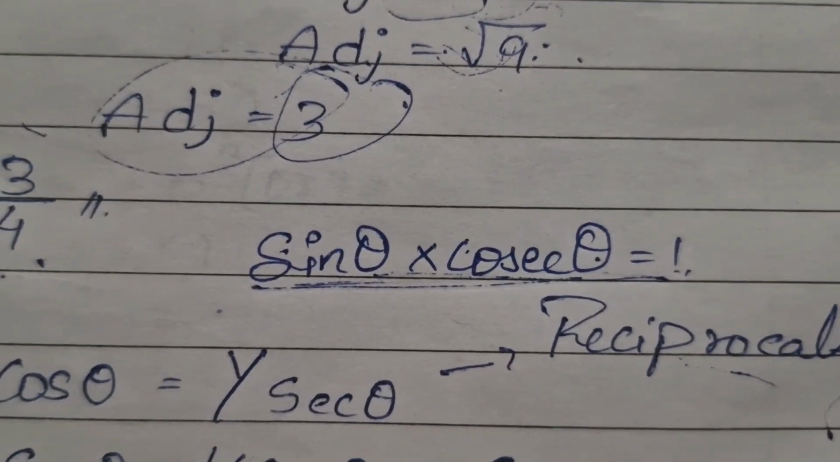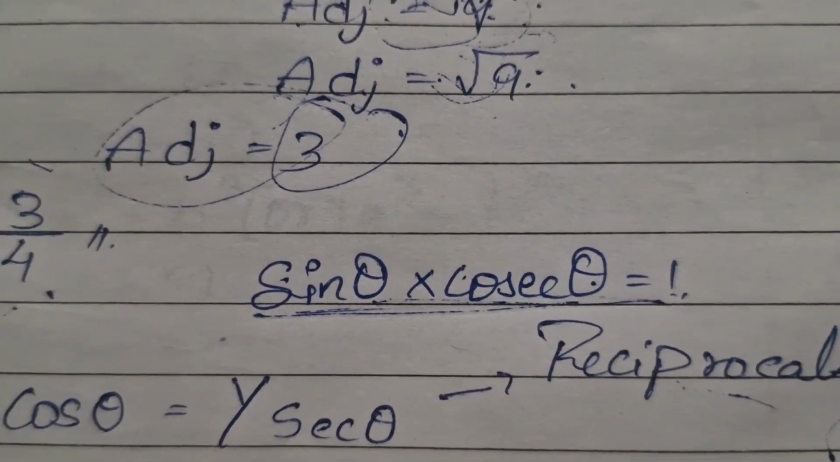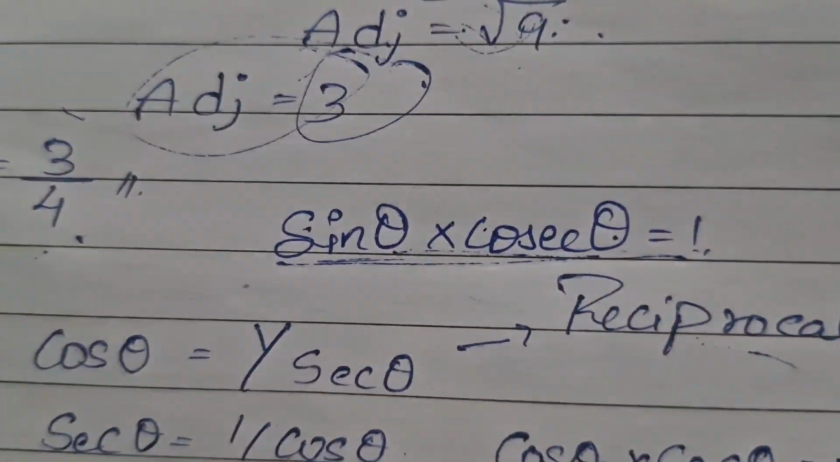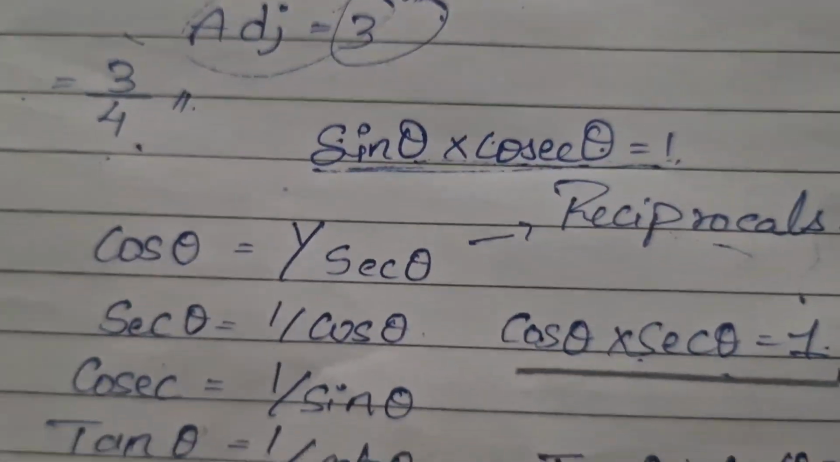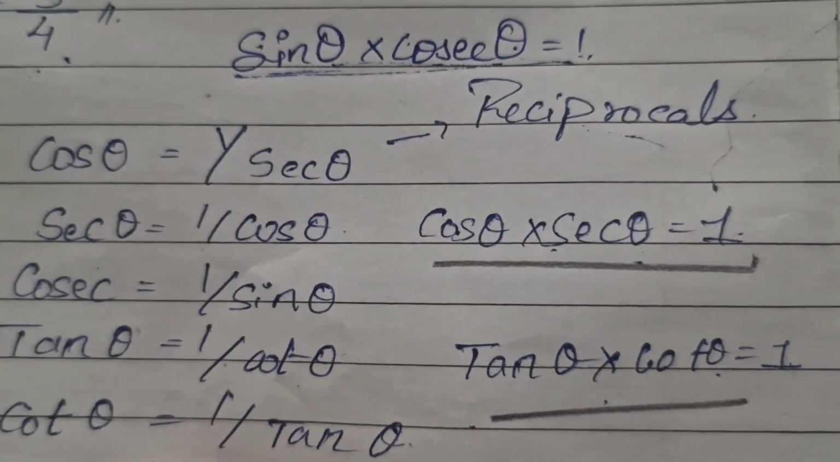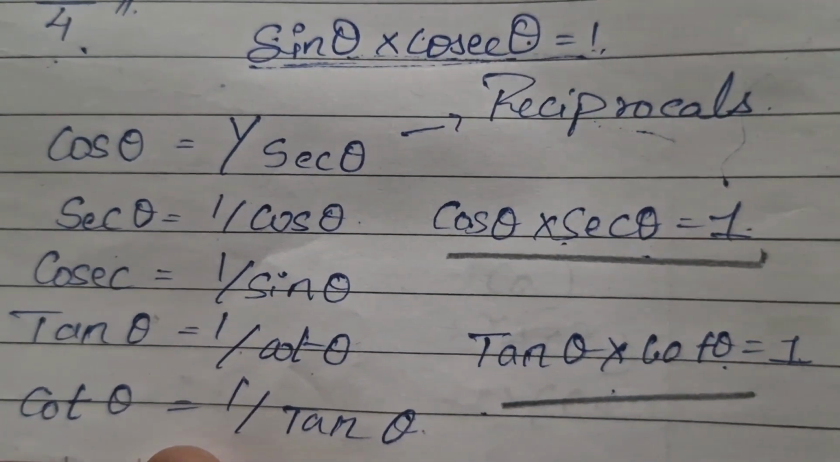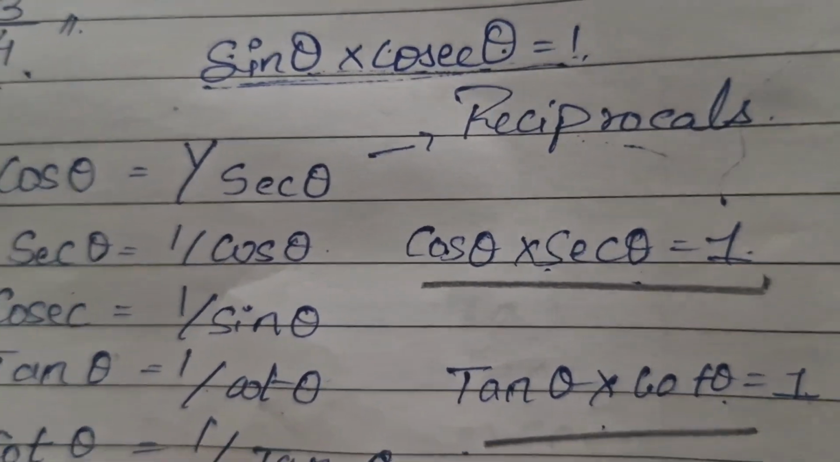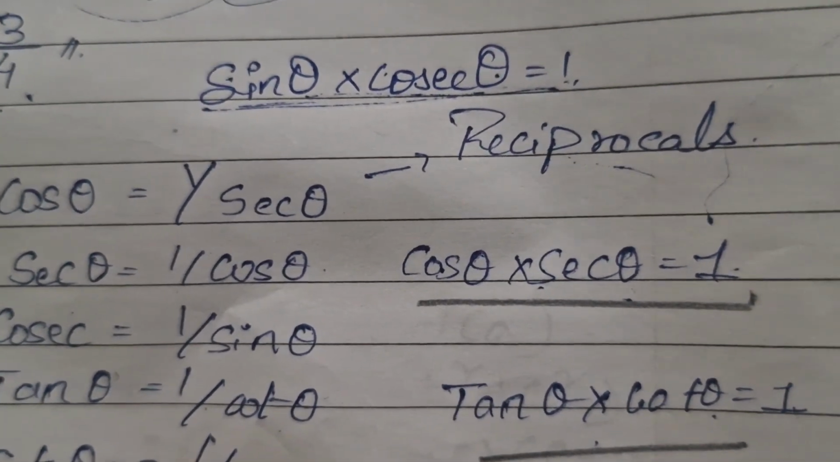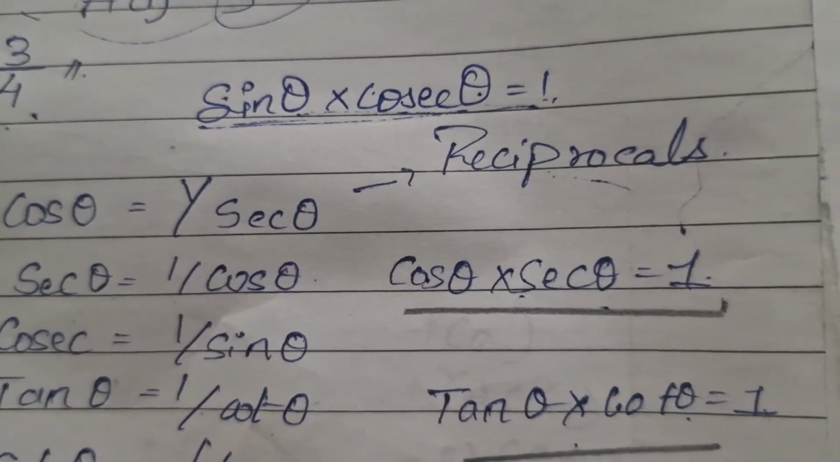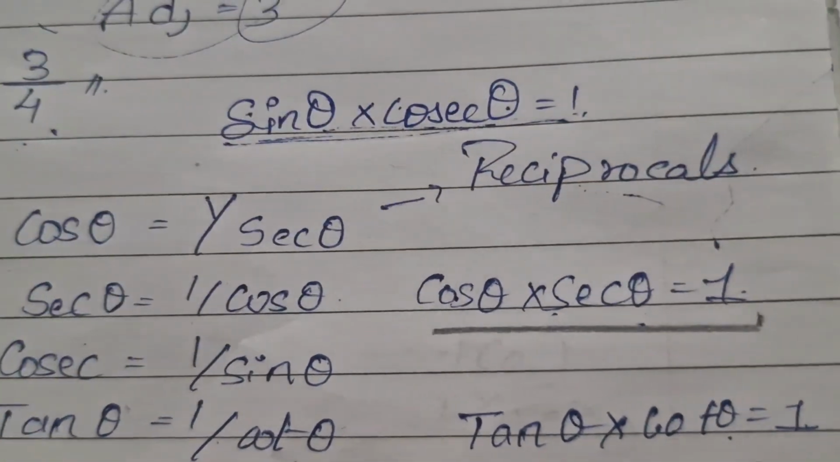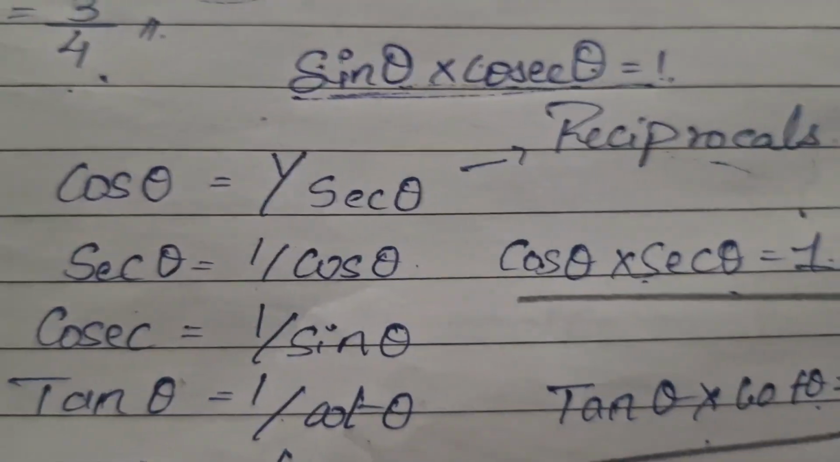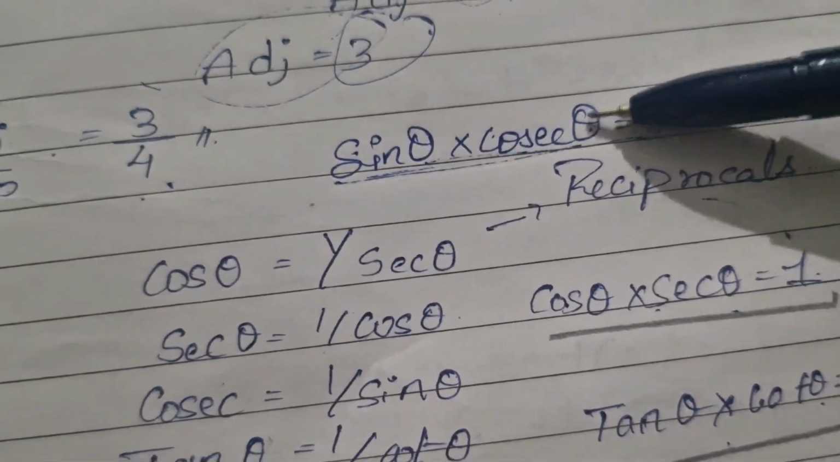There is another formula also. Sin theta into cosecant theta is equal to 1. Here cos theta into secant theta is equal to 1 and tan theta into cot theta is equal to 1. So these three you have to remember so that you can solve each and every problem easily. These are the main formulas that you have to learn.